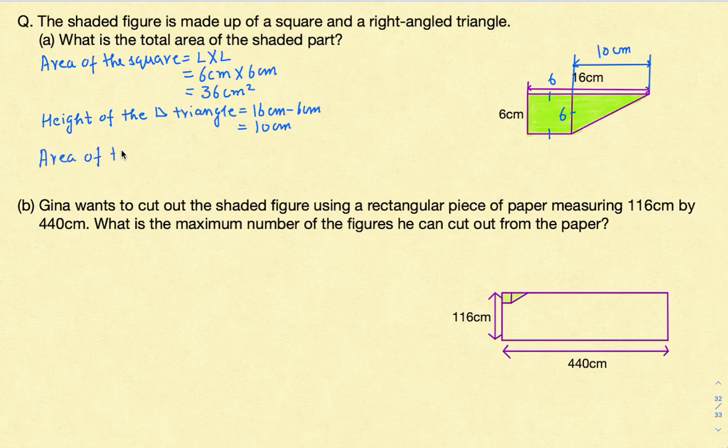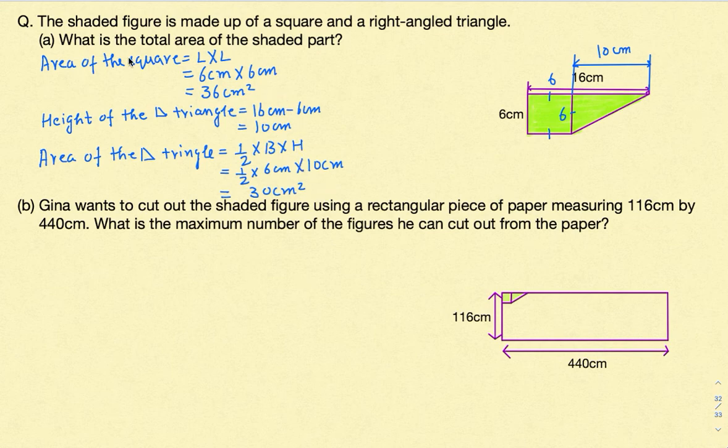So the area of the right angle triangle is, what's the formula? Area of any triangle is half times base times height, right? So let's say our base is 6 cm here, so the height will be 10 cm, right? So that will give us 30 cm square.